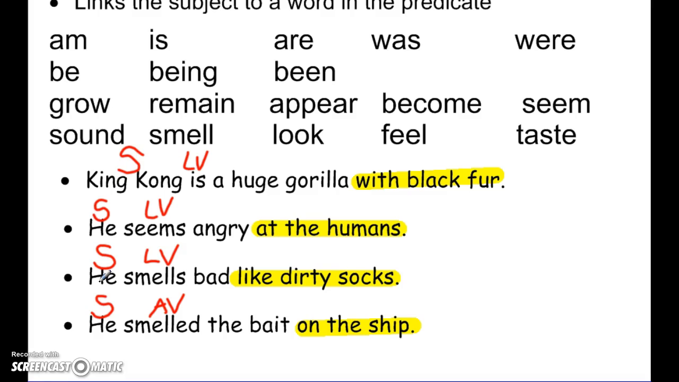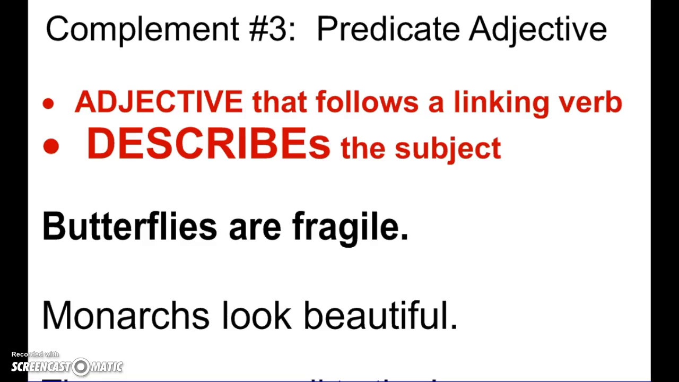We're going to talk about what these complements are going to be. But there is a difference, and just because we memorize them as linking verbs here does not mean that they can't be used as action verbs. That's where we have to really get into the structure of the sentence. So the first complement we're going to look at is the predicate adjective. We're looking for an adjective that comes after a linking verb, and it also has to link back to the subject and describe it. A lot of times we could have an adjective that follows the linking verb, but if it's not describing the subject, then it's not a predicate adjective.